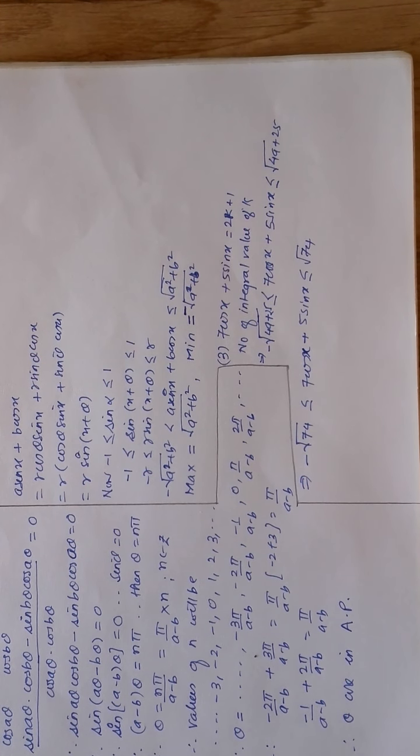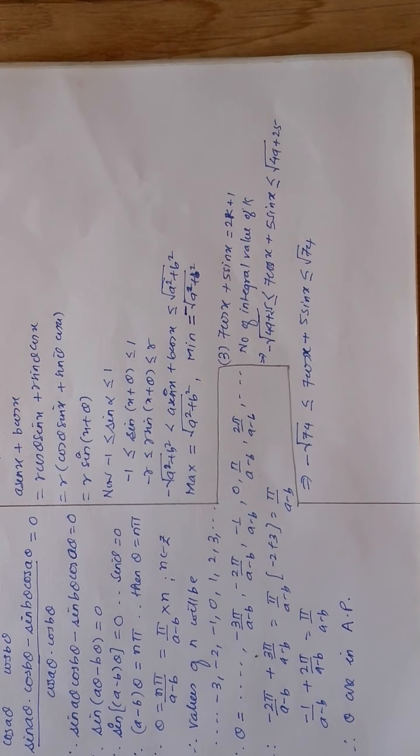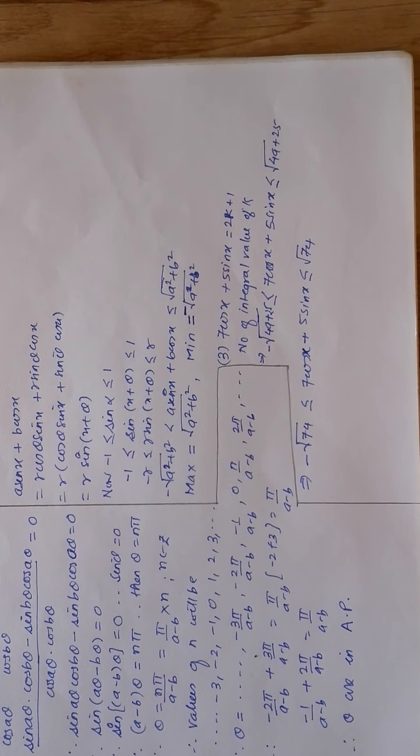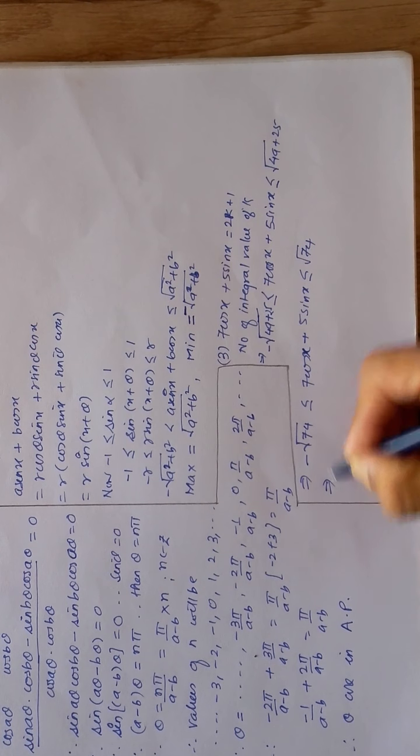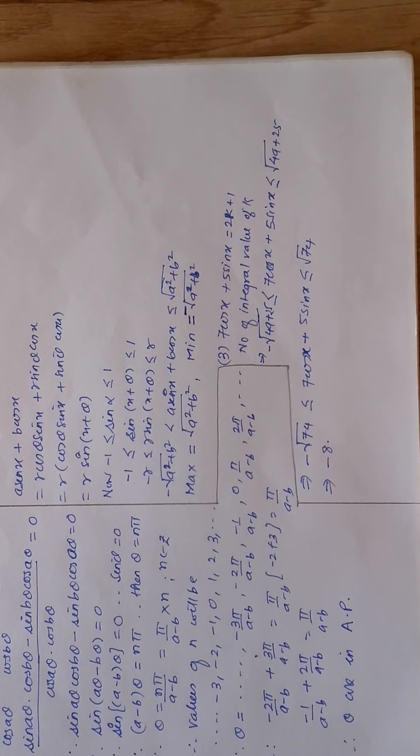And 7 cos x plus 5 sin x is less than or equal to root 74. That means the value lies between minus root 74 and plus root 74. Now 74 is greater than 64, the square root of 64 is 8, but it is less than 81, whose root is 9. That means this value is minus 8 point something. Agreed? The value will be minus 8 point something. We will not calculate it right now.